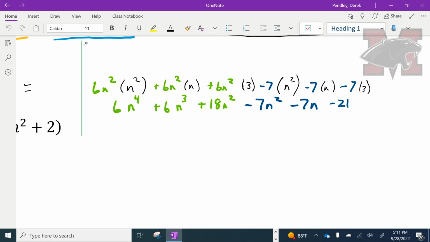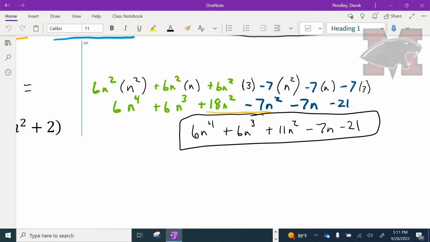Negative 7 times 3. All right, so now we need to collect like terms. And it looks like we just have these two right here to collect. So when you're done collecting those, you have 6n to the 4th plus 6n cubed plus 11n squared, because 18 minus 7, minus 7n minus 21. So this is the simplified polynomial in standard form when you multiply those two polynomials.